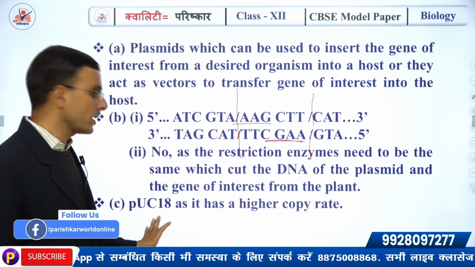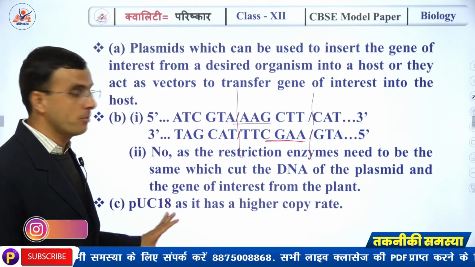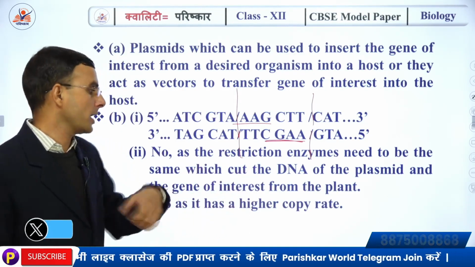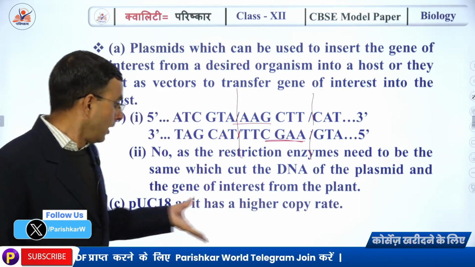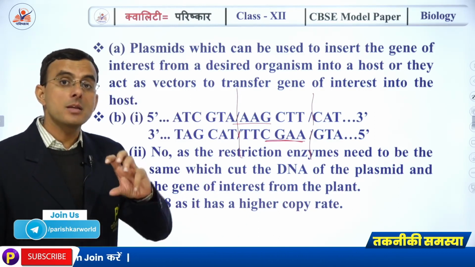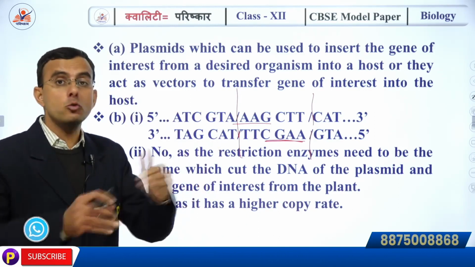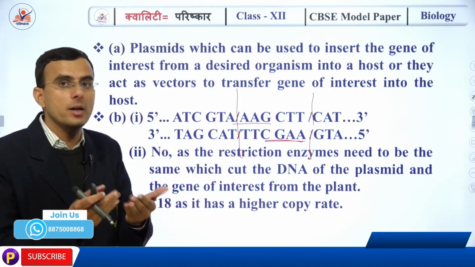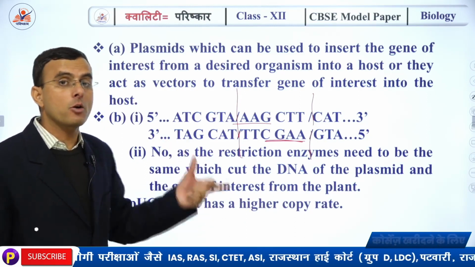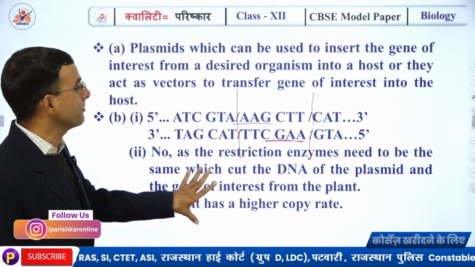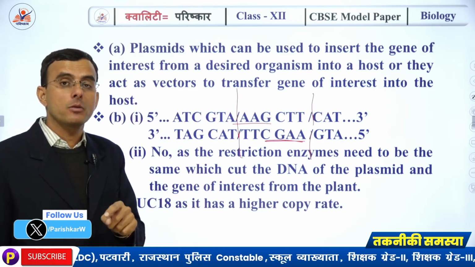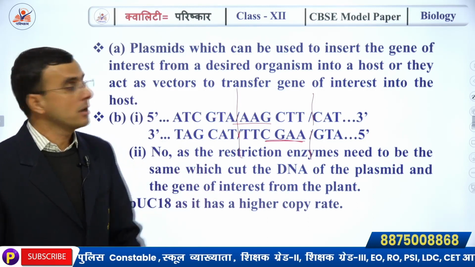So the next one is, because pUC is an artificial plasmid, it has more characters. Because of its high copy rate, what is copy rate? That means they are able to multiply very frequently. So that is known as copy rate. And because pUC18 has a higher copy rate, for that reason we are able to utilize pUC18 more quickly than pBR322.